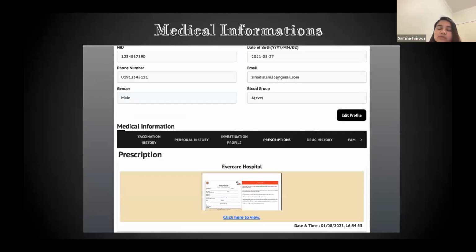Above all, one of the most essential features of the medical history card is to visualize all the medical information in the navigation bar at the center. Patients can have a broader view of the prescriptions and the reports inside the investigation profile. Likewise, they can download PDFs and print them out too.